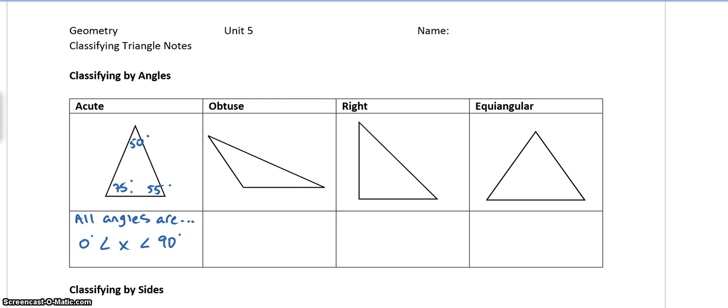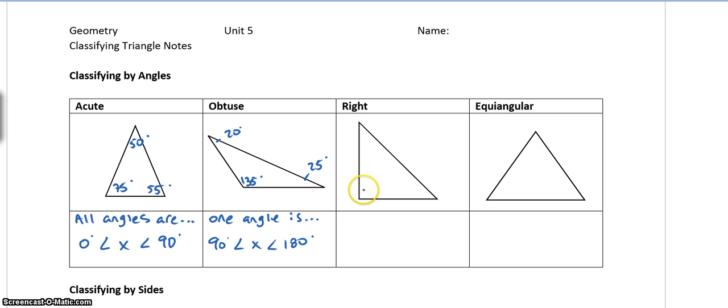Okay, an obtuse triangle is when one angle is greater than 90. So one angle is less than 180, however greater than 90 degrees. So let's say this angle was 135 degrees. That would be my obtuse angle, which makes this an obtuse triangle. And then these two would still be acute. So you just need one obtuse.